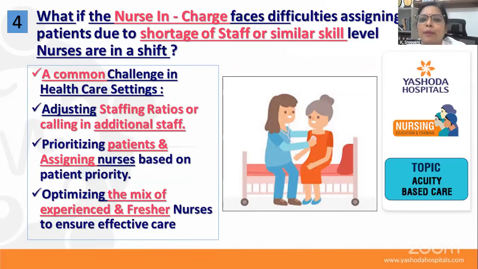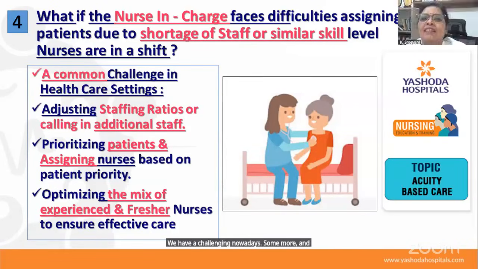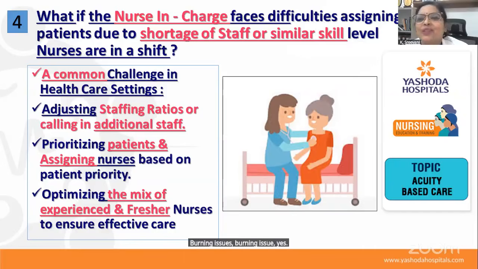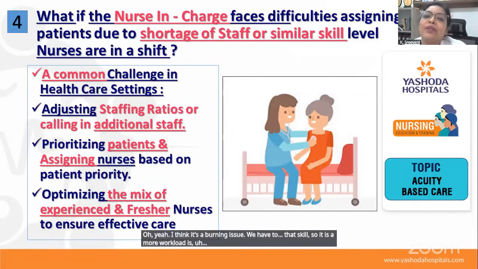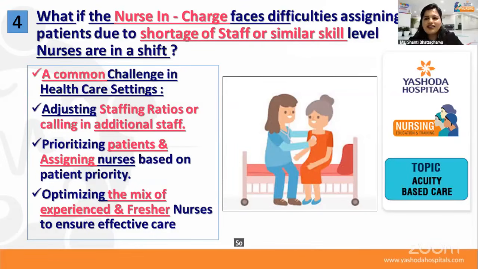Shortage is a challenge for many of us as leaders nowadays. Absenteeism is high, and skills are a burning issue. It is a burning issue. More workload falls on the other nurses, and the outcome is that quality will be very low. That is the challenge, so I think we have a reserve pool.